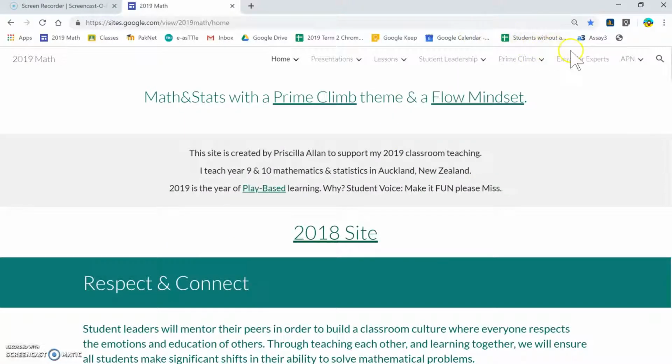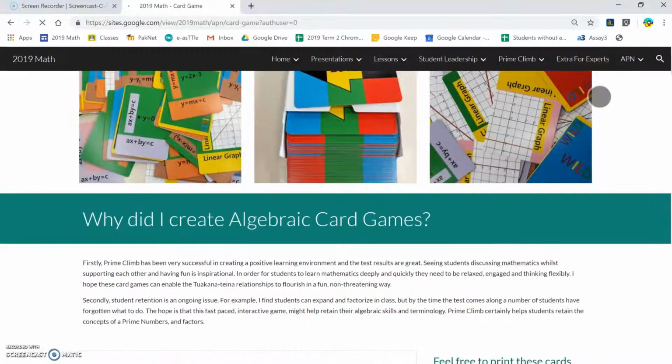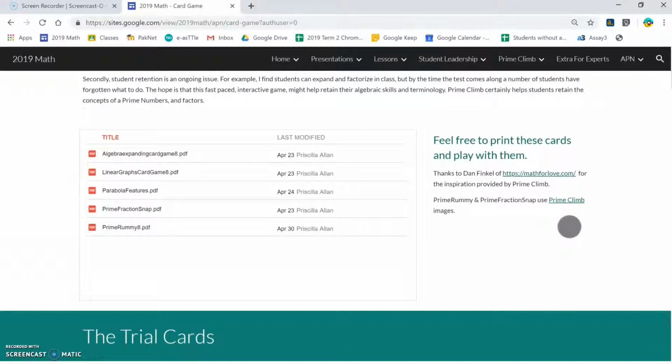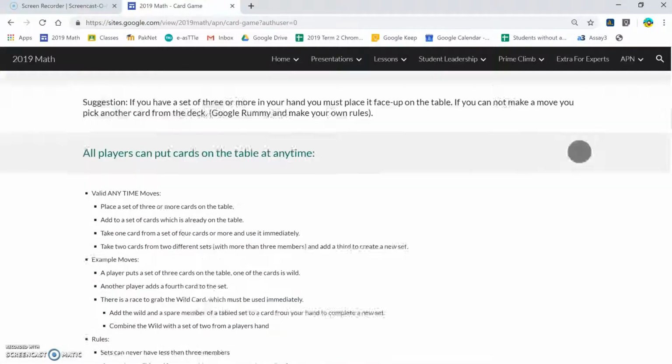Okay, how to make these card games. First, we need to find them. So we've got the card game here, and it's just going to load. So that's where you can print them from.